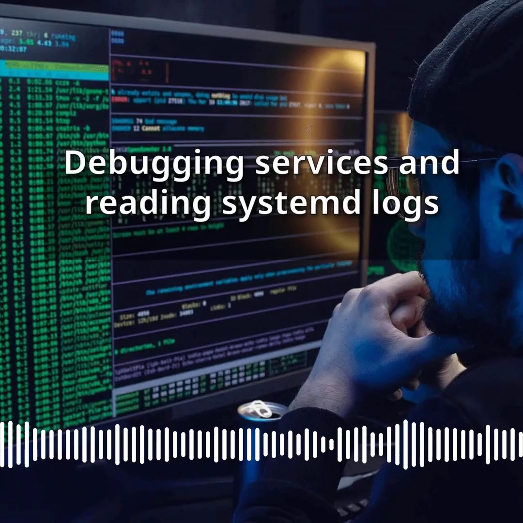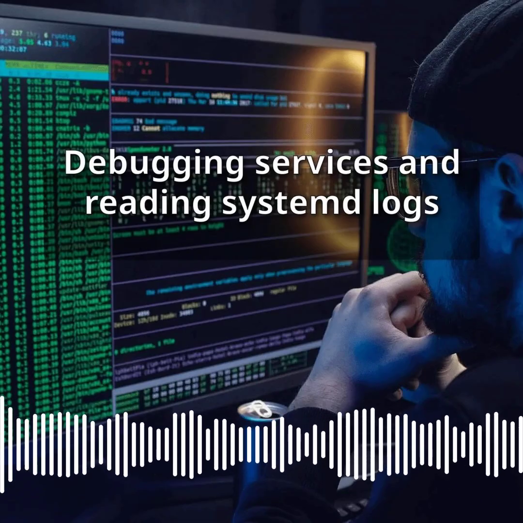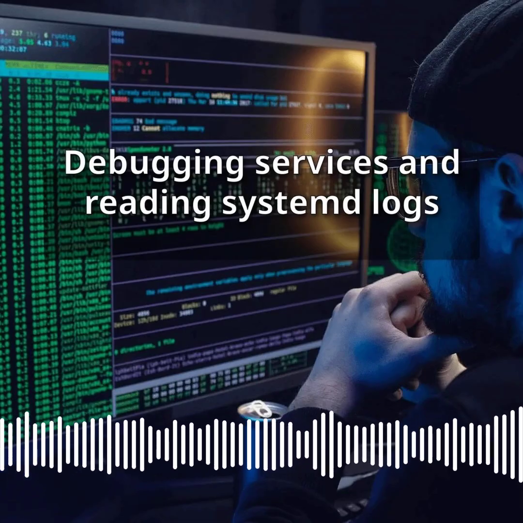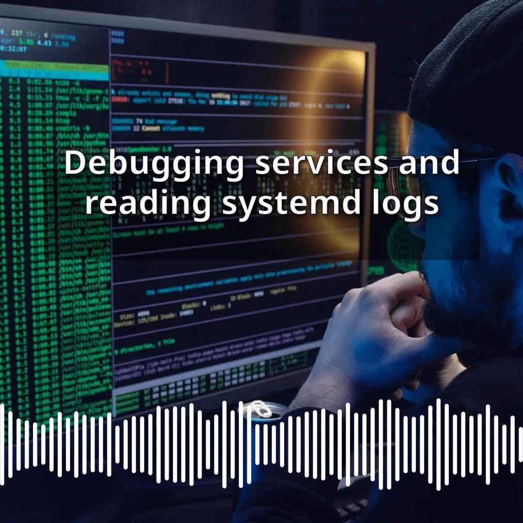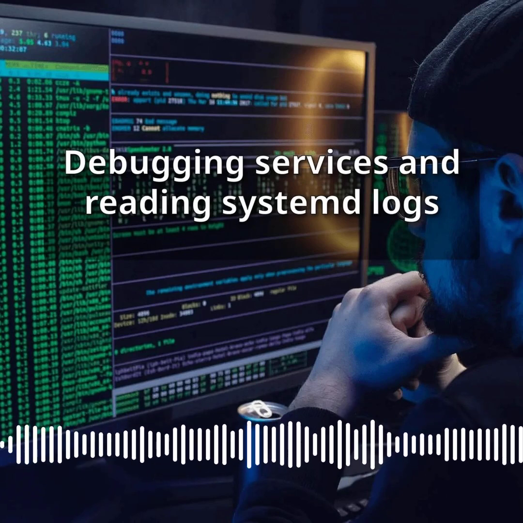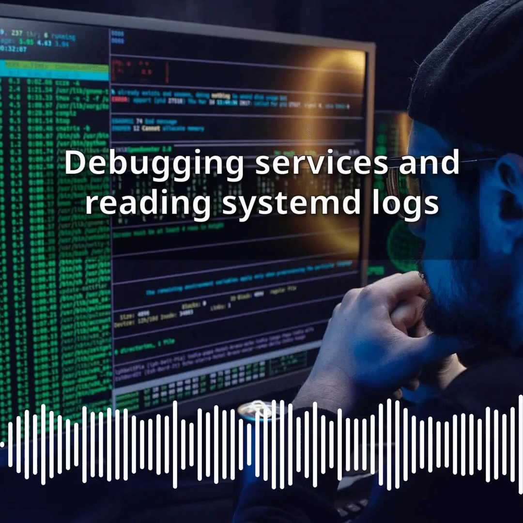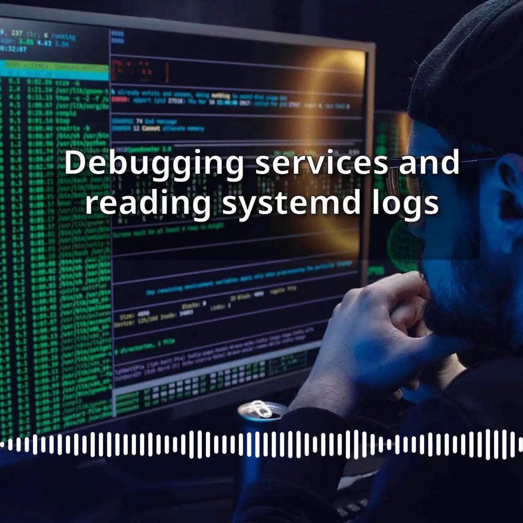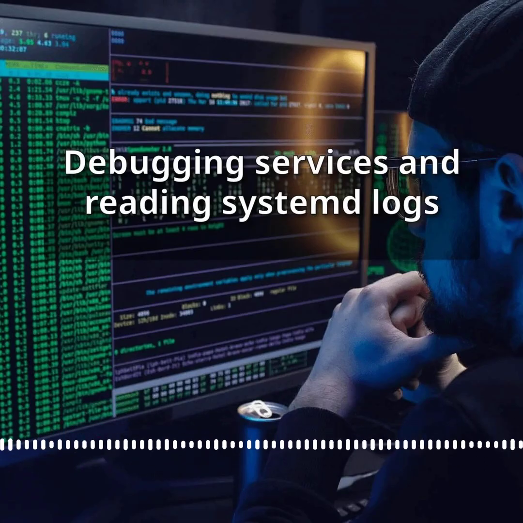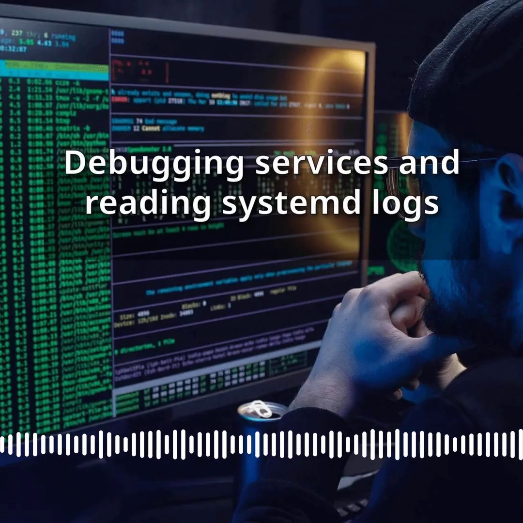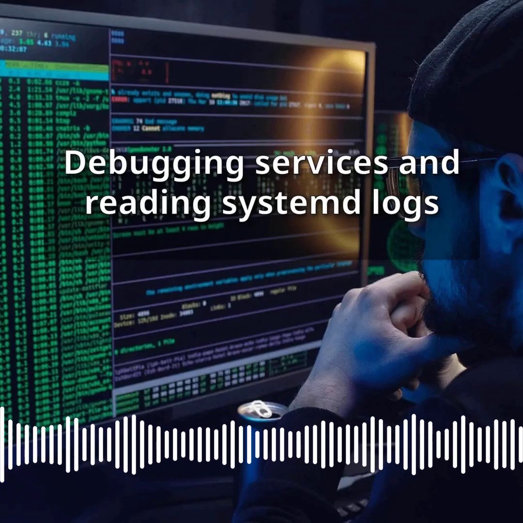Filtering by time is also very useful. journalctl --since "2024-01-01 10:00" shows entries after a given moment. journalctl --since today limits output to the current day. journalctl --since "1 hour ago" uses relative time. journalctl --until "2024-01-01 12:00" sets an upper time bound. You can combine since and until to focus on a precise window when an incident occurred.